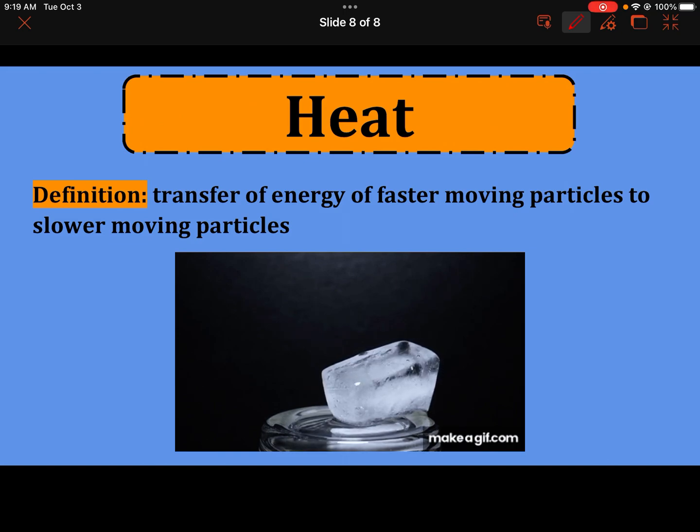Heat is the transfer of energy of faster moving particles to slower moving particles. So when I go from moving faster to moving slower, that's how I get heat, and that's how heat forms. Heat is a form of energy. It can also be called thermal.